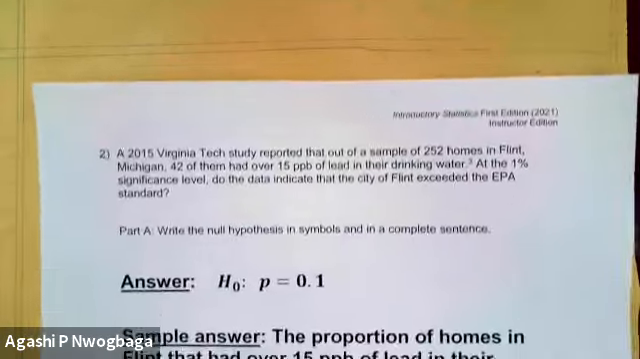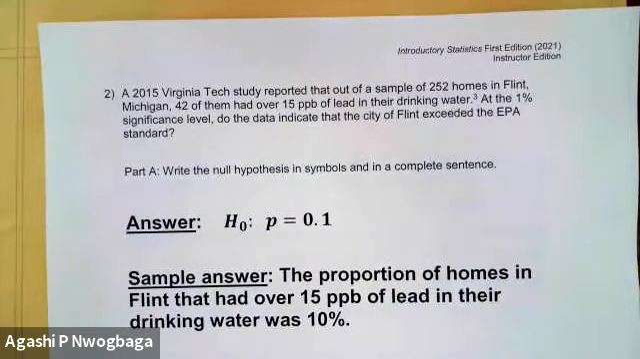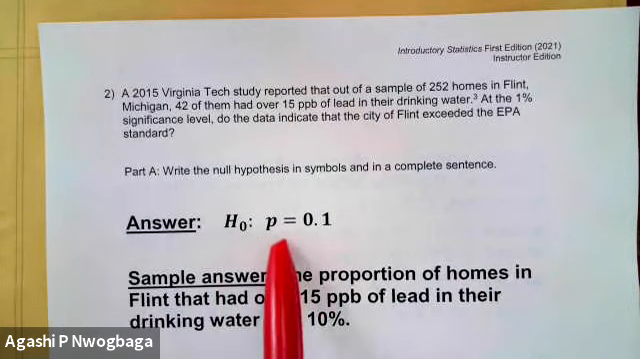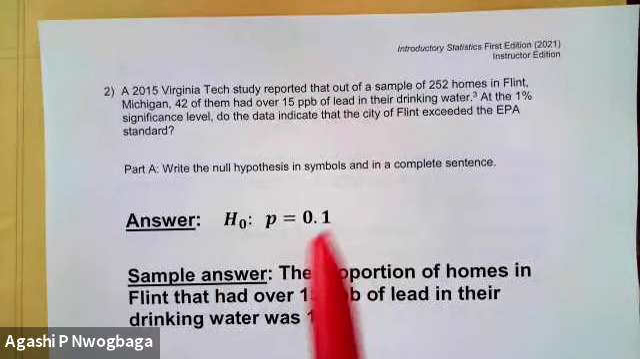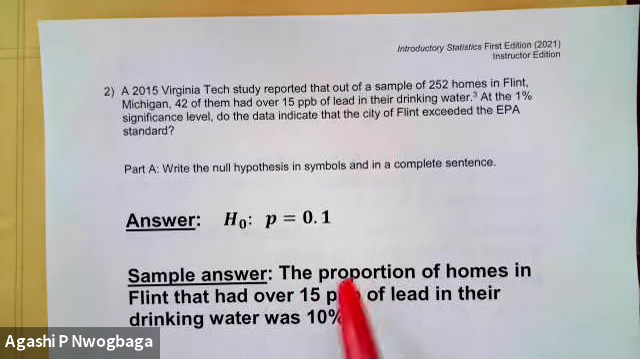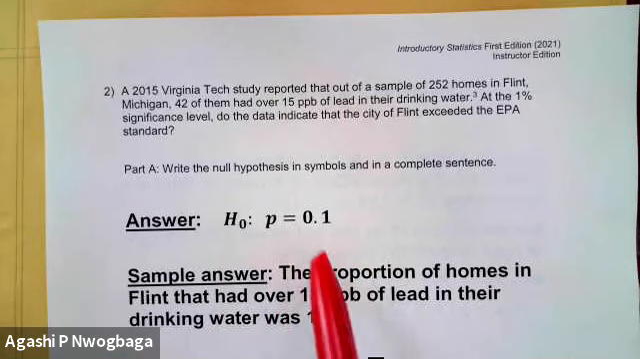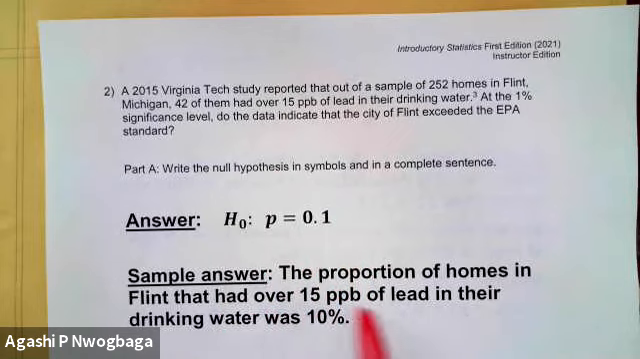This is the answer. The null hypothesis H0 is p equals 0.1. 0.1 is the same as 10%. And as a complete sentence, we say the proportion of homes in Flint that had over 15 ppb of lead in their drinking water was 10%.